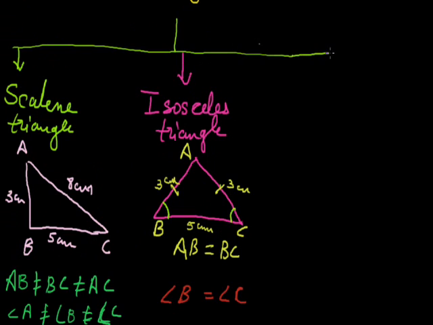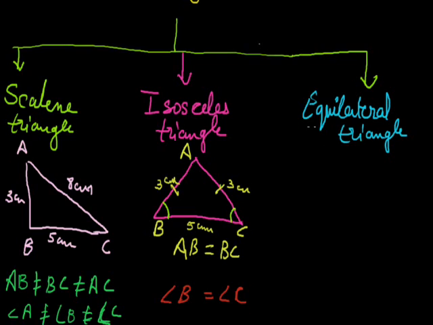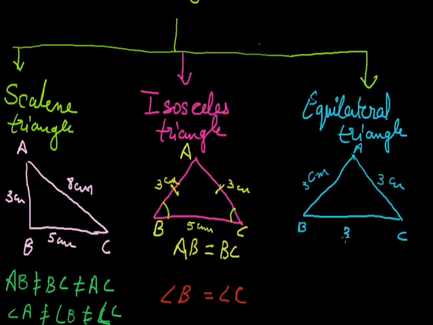The third type of triangle is the equilateral triangle. As we can understand from the name, equilateral means all the sides of this type of triangle are equal. That is, if this is 3 cm, then this will also be 3 cm and the third side will also be equal to 3 cm.